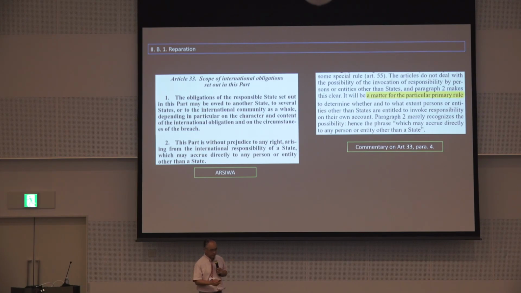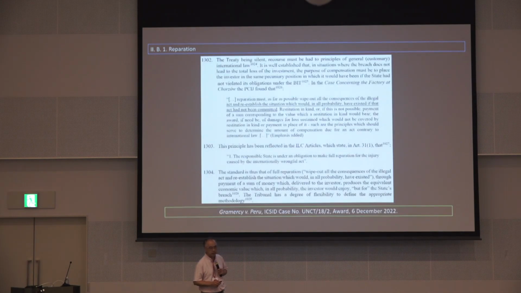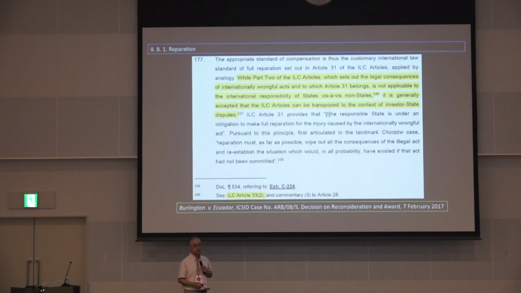That's a matter of primary rules according to the ILC, which is a bit difficult to understand. But if you go to investment arbitration, which of course you're going to learn on Friday, usually tribunals simply quote Chorzów Factory: wipe out all the consequences. Some perspicacious tribunals refer to Article 33(2), which says that it's not necessarily applicable to private party-state relations. But the tribunal says that although they say that, it is generally accepted that the ILC articles can be transposed to the context of investor-state disputes, that is, private party-state disputes. So they simply copy the rules to the private party-state relations. It is all right, perhaps, yes, in normal situations.